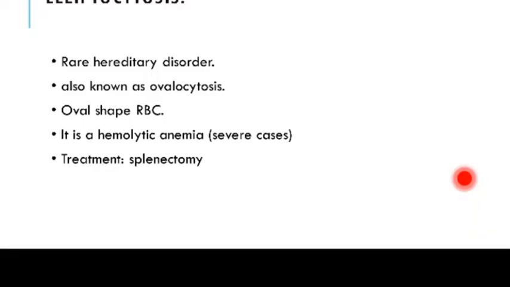Next, elliptocytosis. Elliptocytosis is when red blood cells become an oval shape. It is a rare hereditary disorder and is also known as ovalocytosis. It is a hemolytic anemia, and the cases are rare. And the treatment is splenectomy, a surgical operation involving removal of the spleen.